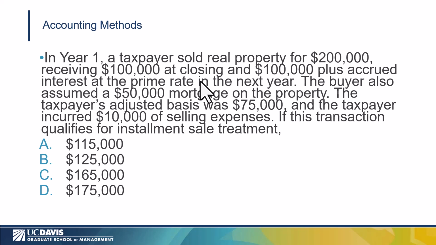All right, so this is actually a little bit easier than it looks. Let's see if we can figure this out. Okay, so the contract price, right, the amount realized is 200,000 plus 50,000 mortgage on the property. So assumption of liability is part of amount realized. So that means it's sold for 250. The basis is 75,000 plus the 10,000 of selling expenses, or 85,000. And 250 minus 85 is 165,000. So the gross profit is 165,000.